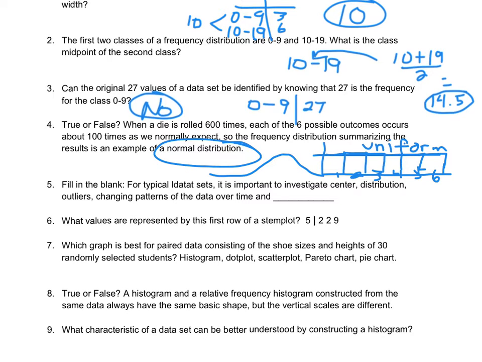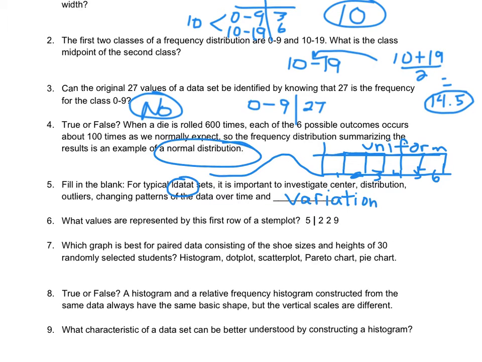All right, when you're analyzing a data set, oops, sorry for the typo there, that should say data. It's important to investigate the center. Yep, we want to know about the mean and the median. The distribution: what's the shape? Do we have a lot of data on one side? Do we have it spread out? Outliers. Outliers are important. They can change the mean by quite a bit and other things. Changing patterns of data over time. Yep, all good. The last thing we're missing here is the variation or spread of the data.